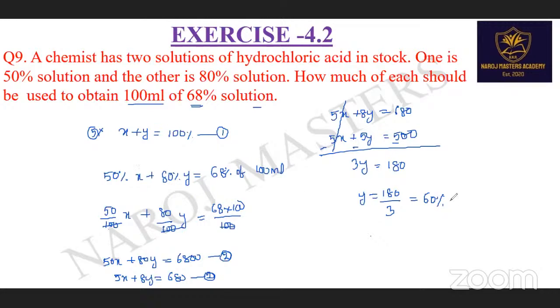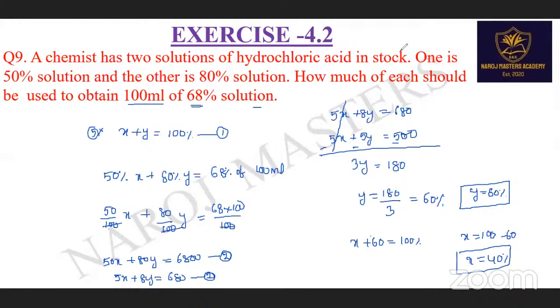We know that the sum of the two solutions is equal to 100%. So y is 60%, which means x plus 60 is equal to 100%, and x is equal to 100 minus 60, that is 40%. Very good answer. So the percentages of the two solutions are: y is equal to 60% and x is equal to 40%. Look at the last problem.